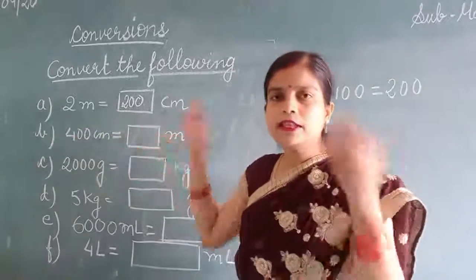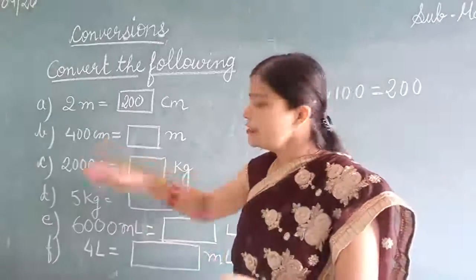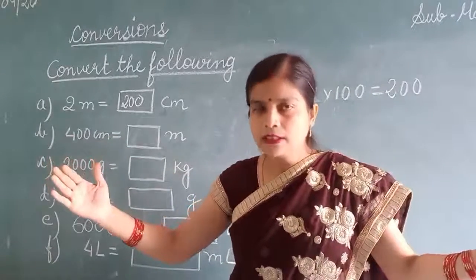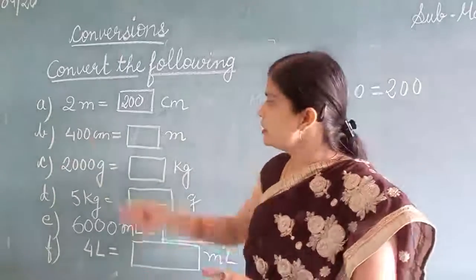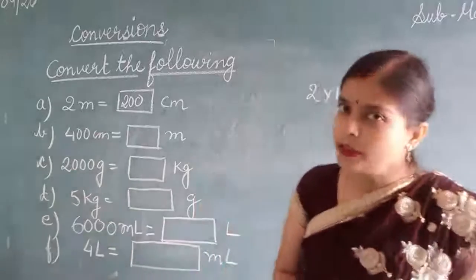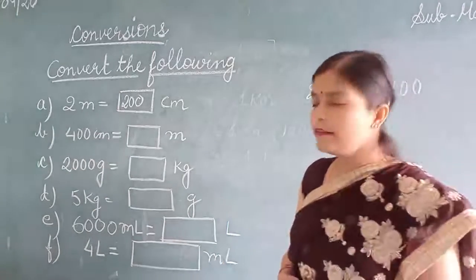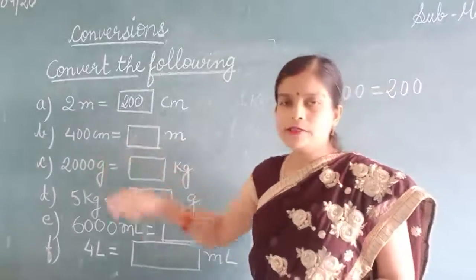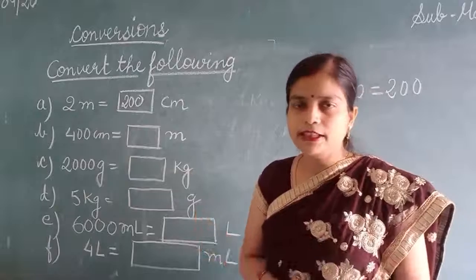Because now the unit is big, so the number should be small. If the unit is less, the number should be big. And if the unit is big, then the number should be small. So here we have to divide this number, then it will become small. This 400 will become small now. So what factor will we divide by here? 100 only, because in meter and centimeter we know that 100 centimeter is equal to 1 meter. So we have to divide by 100.